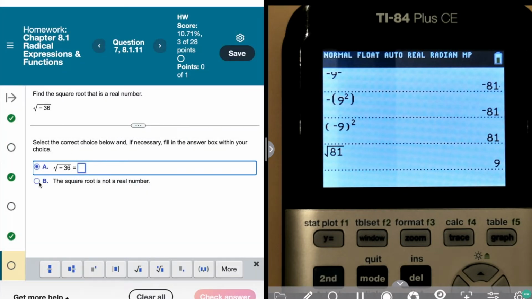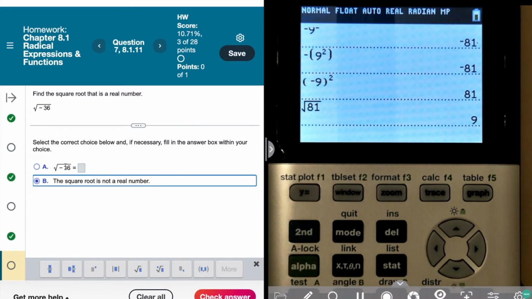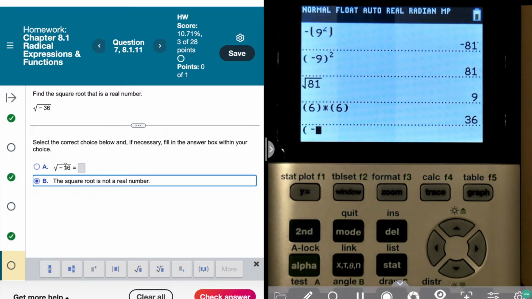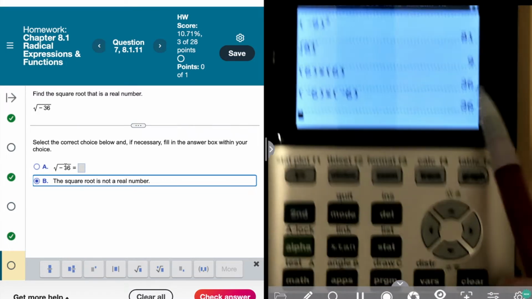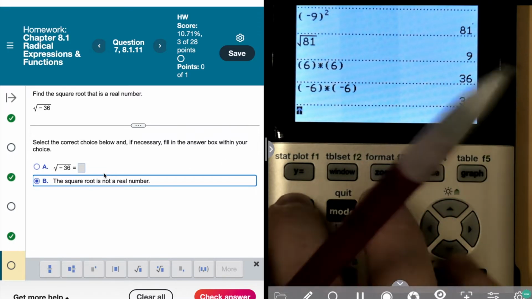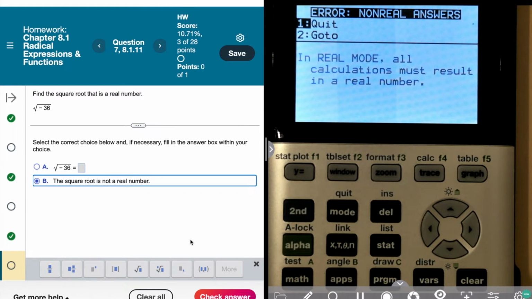What about this one? Well, guess what? You cannot square root a negative number, because let's write it down like this. If I multiply 6 by itself, I get 36. If I multiply negative 6 by itself, I get positive 36. So how can I multiply something by itself and get a negative, or how can I square root something that is negative? Well, you can't, quote unquote. Or in other words, you get a non-real answer. So the square root is not a real number.